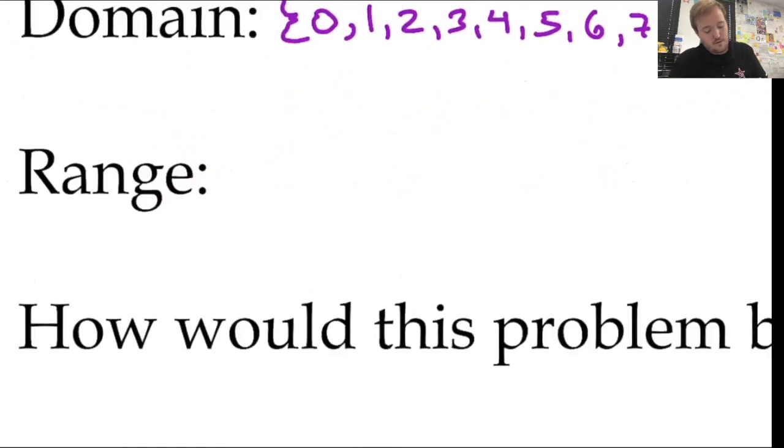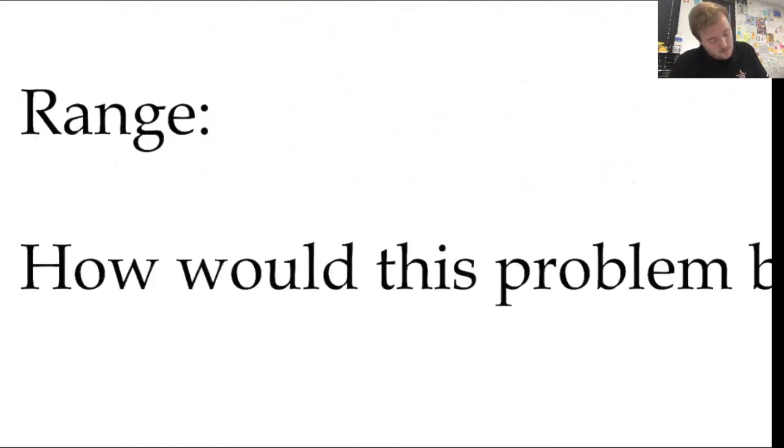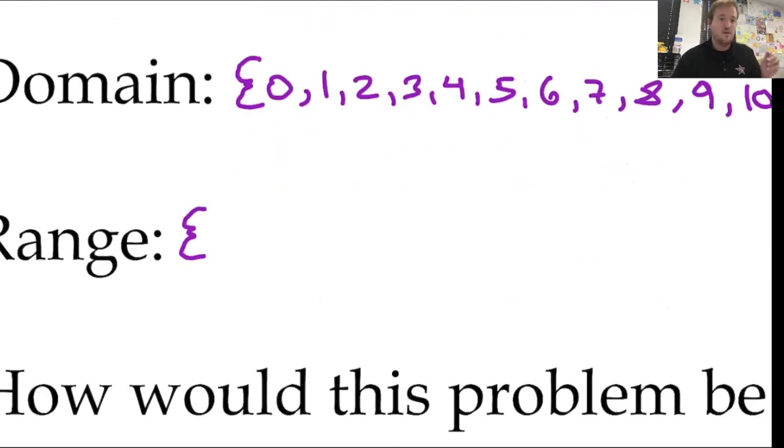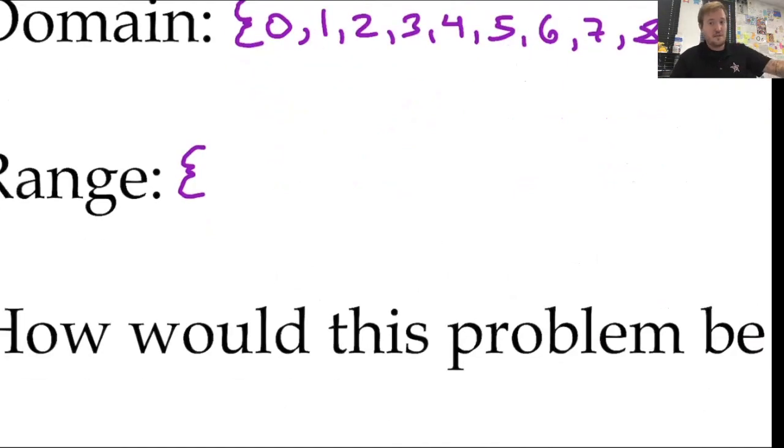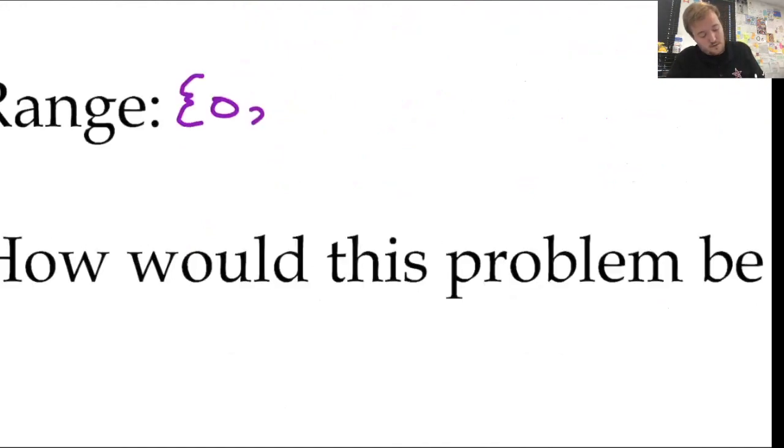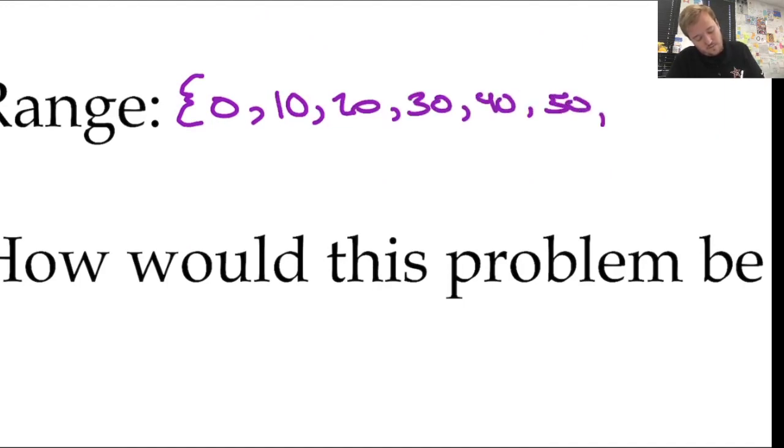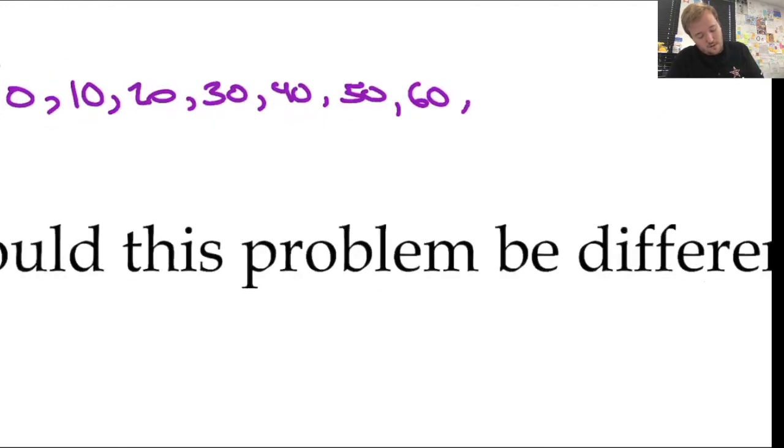All right, so similarly for the range. You want to be able to write them out in order from least to greatest, no repeating values. So what's the lowest score you can ultimately get? Well, tragically, you can get a 0. So then 10, 20, 30, 40, 50, 60, 70, 80, 90, and 100.